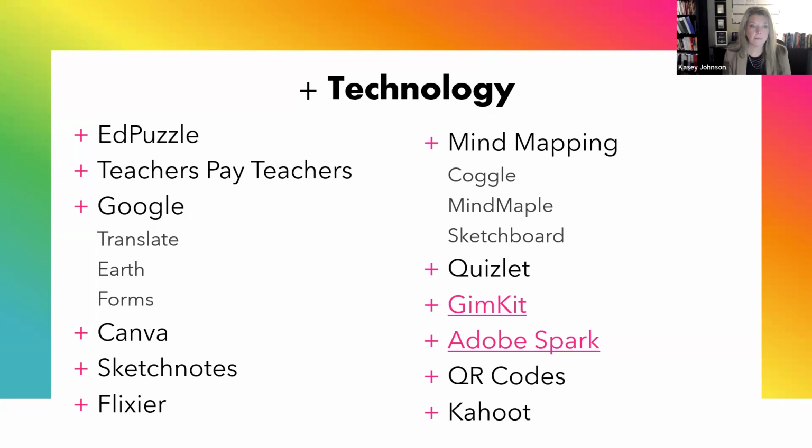Perfect. Sketch notes. Good. Mind mapping. Michelle, you'll want to look up those actual titles: Coggle, Mind Maple, and Sketchboard. Good. Yeah, do mind mapping too. GimKit is awesome, Paul. Really, really fun. Sketch notes, Patricia, that's more just you're going to discover how to do sketch notes.